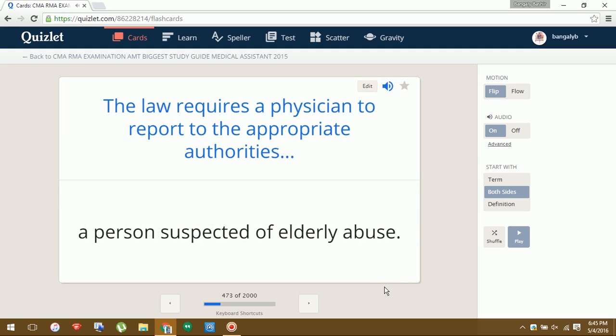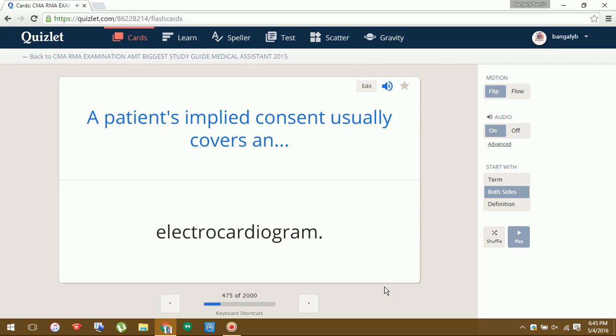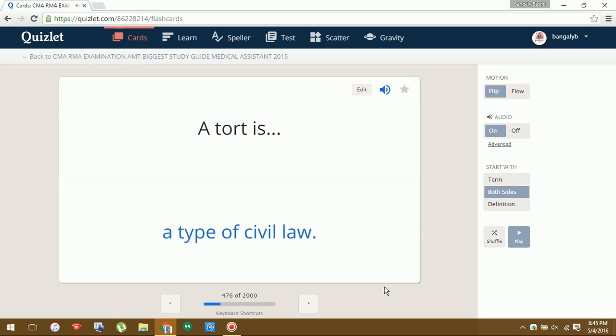The law requires a physician to report to the appropriate authorities a person suspected of elderly abuse. Consent for a person's own medical treatment may be given by a 17-year-old who is in the Navy. A patient's implied consent usually covers an electrocardiogram. A tort is a type of civil law.